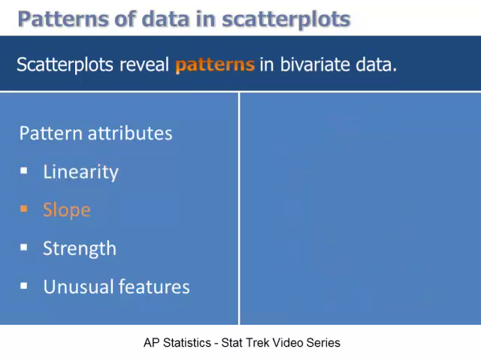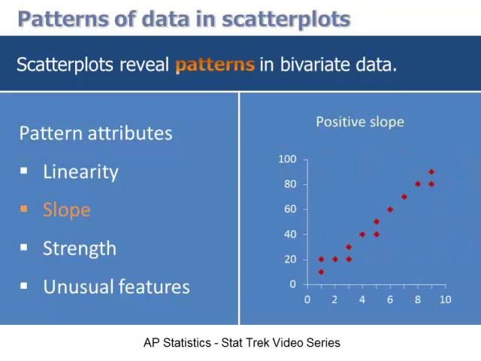Slope refers to the direction of change in variable y as variable x gets bigger. If variable y also gets bigger, the slope is positive. Positive slopes go in the direction of an upward arrow. But if y gets smaller as x gets bigger, the slope is negative. Negative slopes go in the direction of a downward arrow. And if the pattern of dots is neither up nor down, the slope is 0.